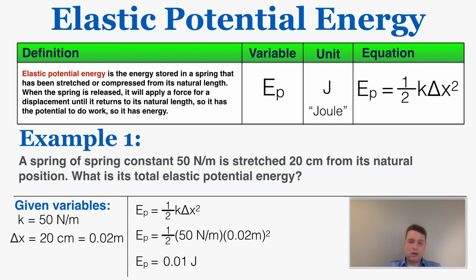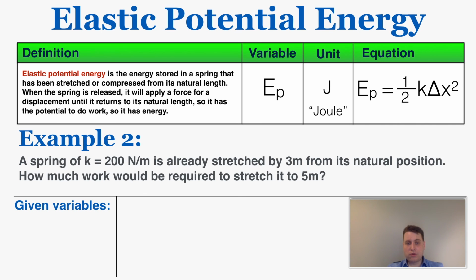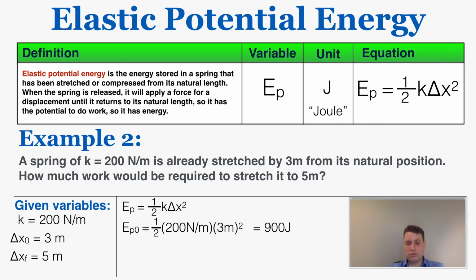Here's another example. A spring of k equals 200 newtons per meter is already stretched by 3 meters from its natural position. How much work would be required to stretch it to 5 meters? So I know the k constant and the initial stretch and the final stretch, so I'm going to write those there. I'm now going to calculate the initial potential energy and the final potential energy of the spring. So the initial potential is 900 joules and the final is 2,500 joules if I plug those numbers in.